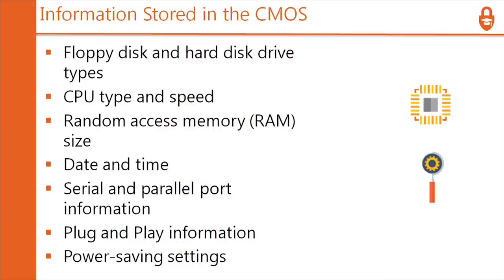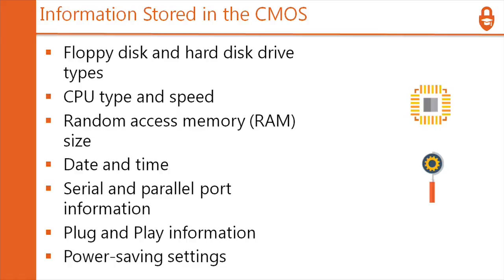Information stored in the CMOS, complementary metal oxide semiconductor. Floppy disk and hard disk drive types, you can turn them on or off, or enable or disable that bus on the board. CPU type and speed, so this is where you would set the clocking and overclocking. Random access memory, the RAM, you can tell it how much RAM you have. There was a time when we had to set the specific RAM, like we had to go in and type what it was going to be. Now it just auto detects it. The new ones are pretty easy. Really, you don't have to mess with them very much, if at all, unless you're going to get into overclocking.